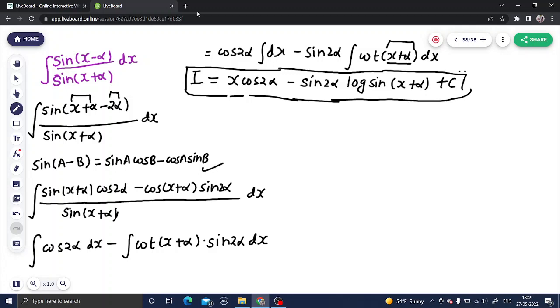Just the basic idea of trigonometry; integration of cot x, you already know, is log sine x. I hope you understood this question.